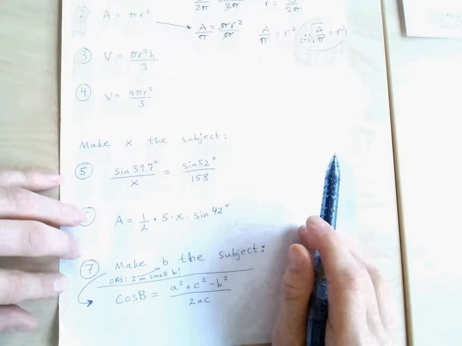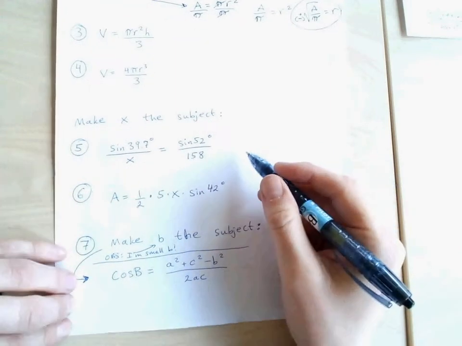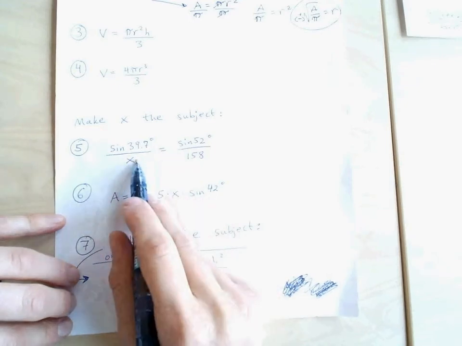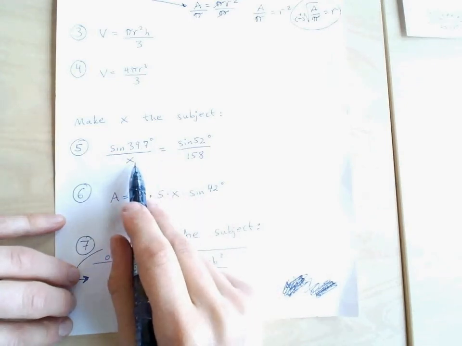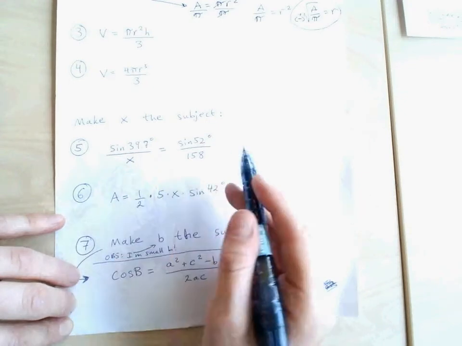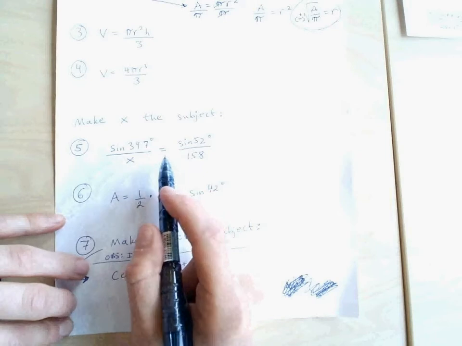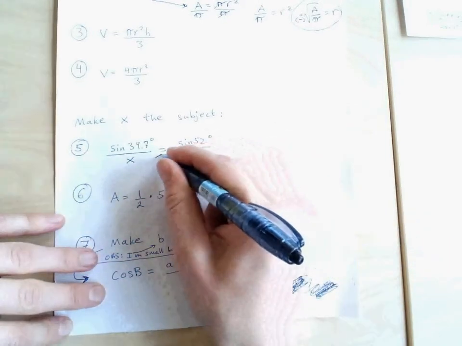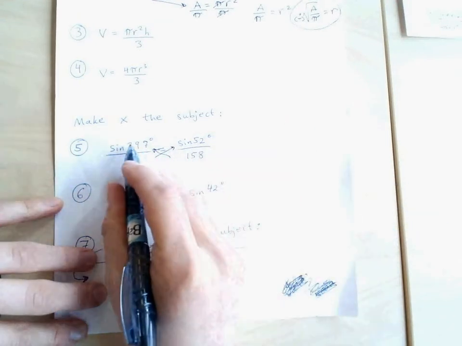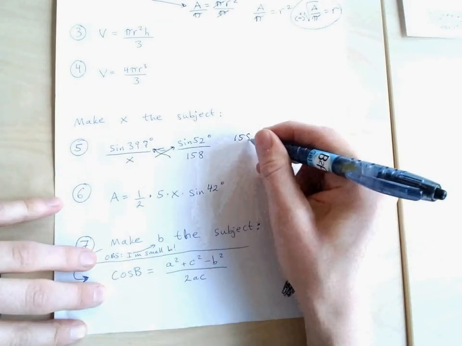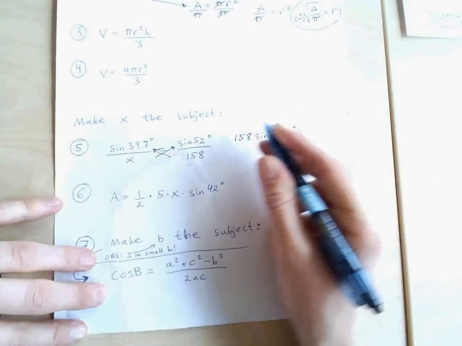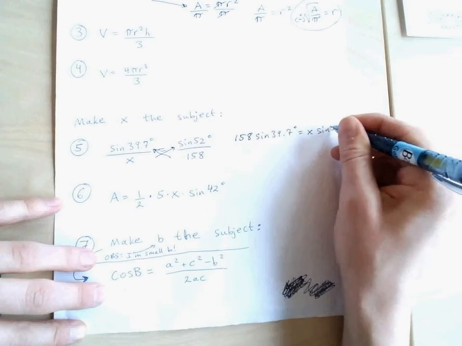I will move over to this one. Actually, this was a bad exercise because it's not a formula. It's an equation. So I don't think I should have it there. But okay, make X the subject. If I say to you instead, solve the equation, that would be a more appropriate thing to say in this one. What we did here was that we cross-multiplied first. So we get 158 times sine 39.7 degrees equals X times sine 52 degrees.